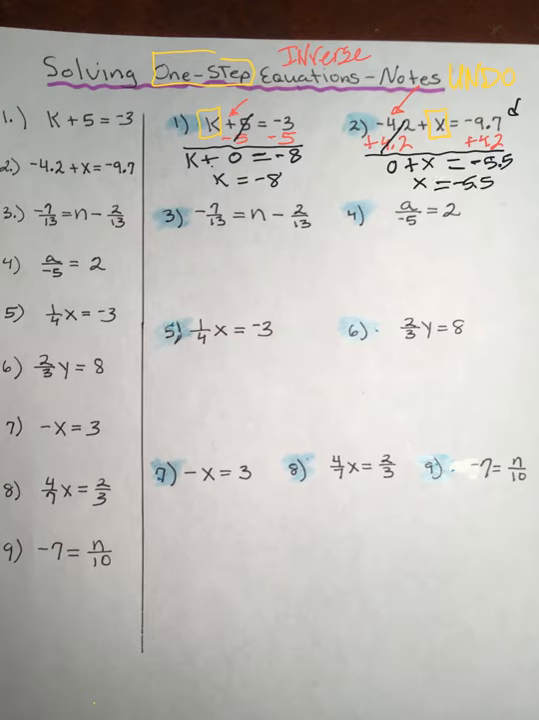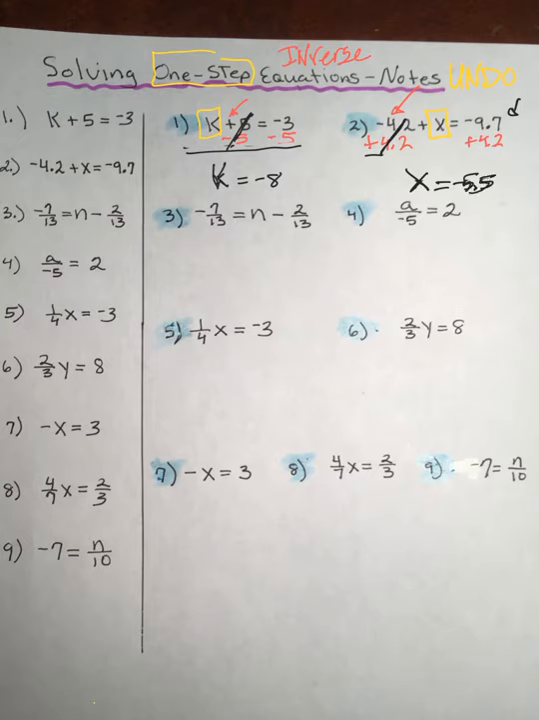So technically we could do this step in our head and then get to this step down at the bottom. So we could do this step in our head and then get to that step here and just say, on this side you got k plus 0 is just k, and then equals negative 8. And then on the left-hand side we have 0 plus x is just x, equals negative 5.5.